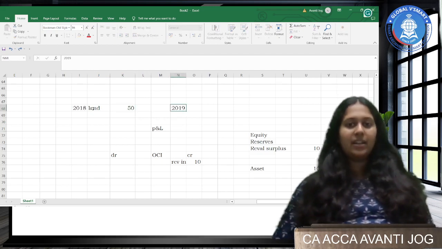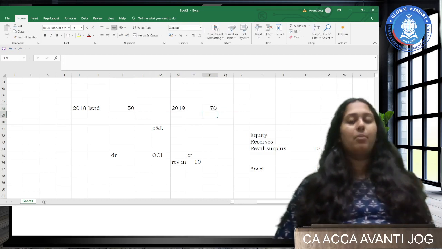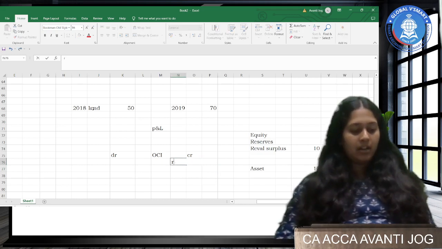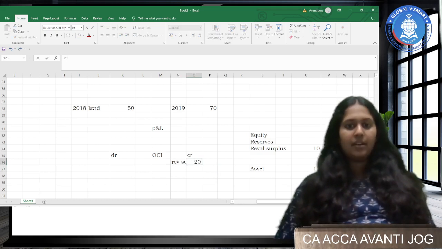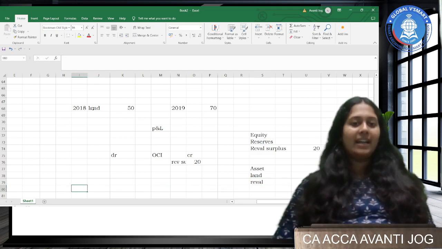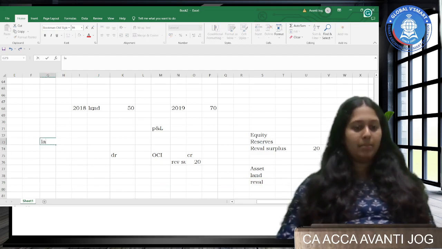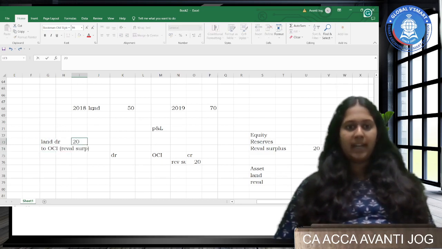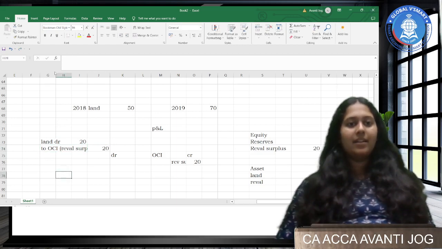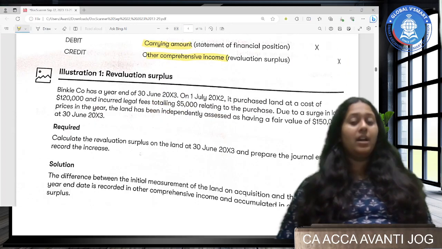So, for example, in 2018, I buy a block of land for 50 lakhs. Okay. In 2019, its value has become 70 lakhs. So, how much is the upward increase? 20 lakhs. So, I write revaluation surplus in my OCI and I take 20 lakhs. Correct? In reserves, revaluation surplus, I take 20 lakhs. Now, under non-current assets, land was previously 50 lakhs. I add the upward revaluation, 20 lakhs. Now, my land is 70 lakhs. And the entry that I pass is land account debit to OCI, that is revaluation surplus. Okay, how much? 20 and 20. Right? So, in this manner, we'll pass the entry and do the upward revaluation.